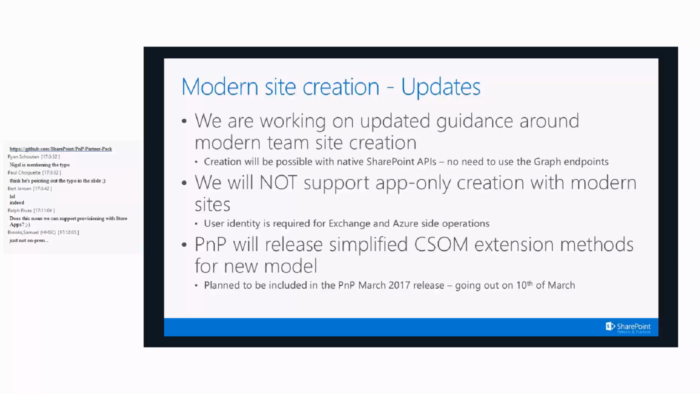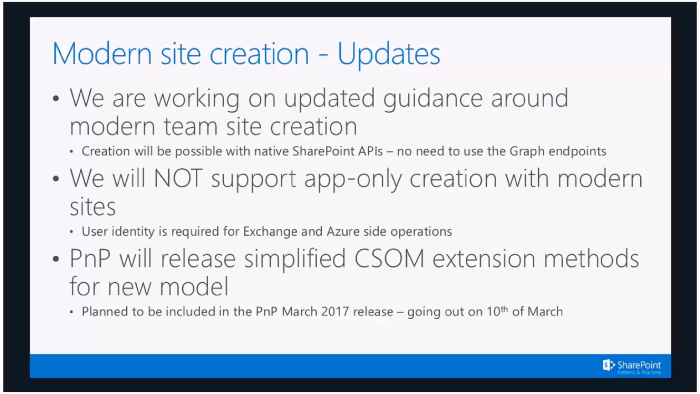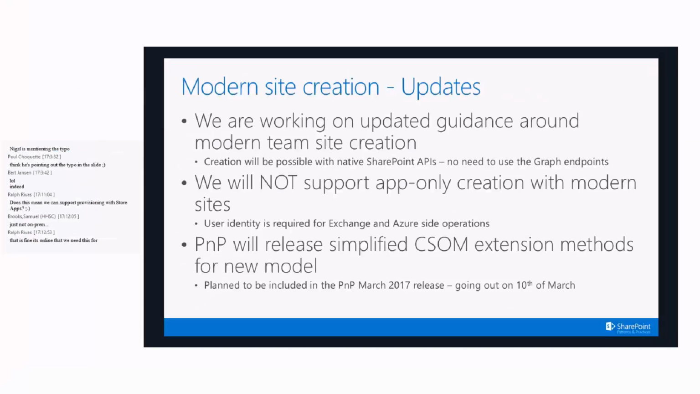And we're looking into, obviously, from a PnP perspective, releasing simplified CSOM extension methods for the new model, and these are targeted to be available in the PnP March 2017 release, which is going to happen on the 10th of March, so the next monthly release. On the 8th, we're pretty close already on the master merge, and we can actually show all of the new methods in practice. To simplify the story, what it means is that you do not need to sign in against Azure AD. You can actually do classic SharePoint client credentials or SharePoint Online credentials access on SharePoint, and you can hit those endpoints and get a modern group to be created as well.